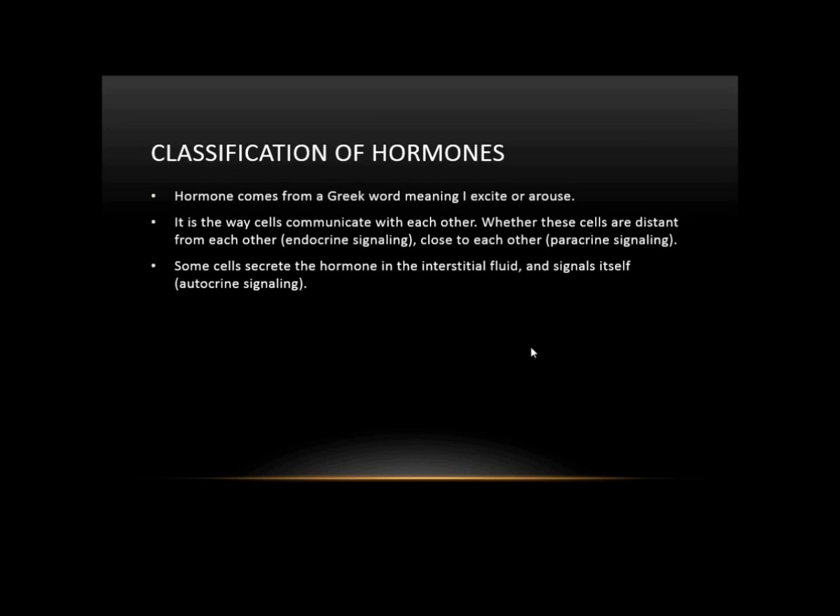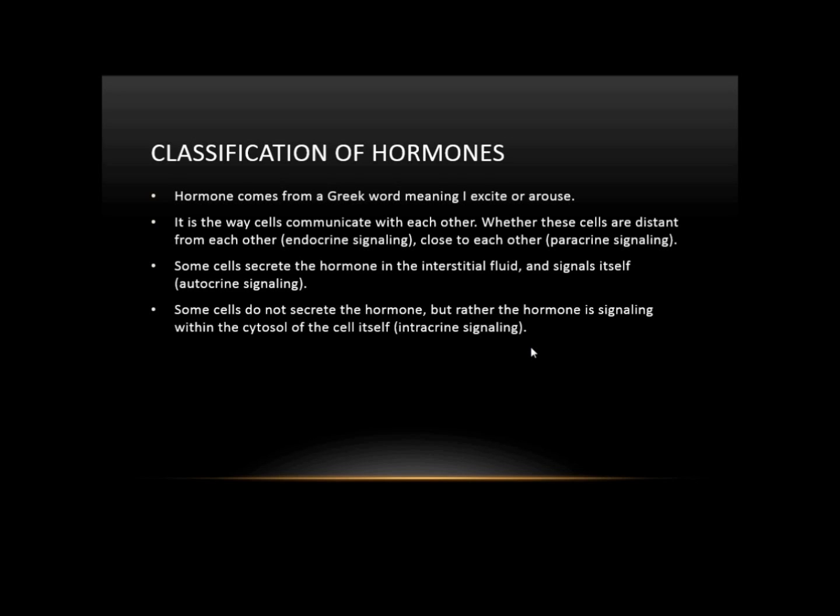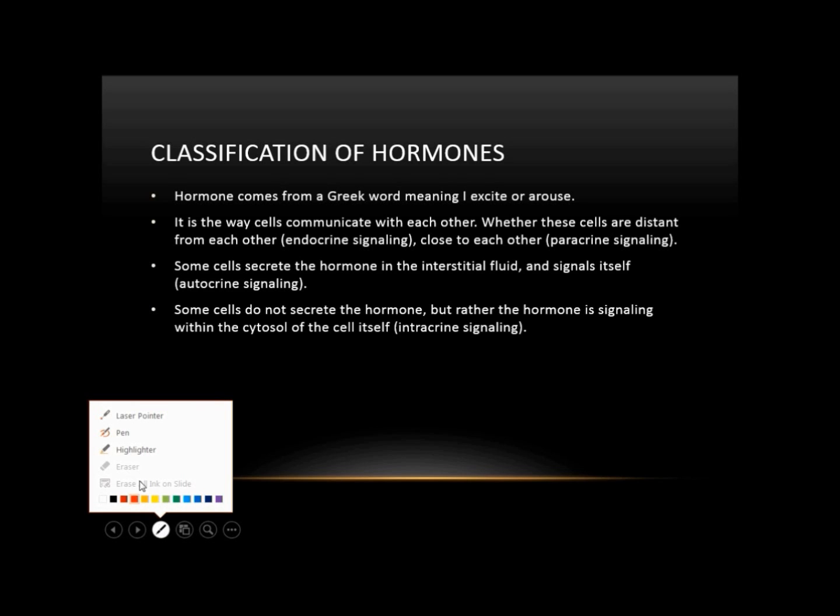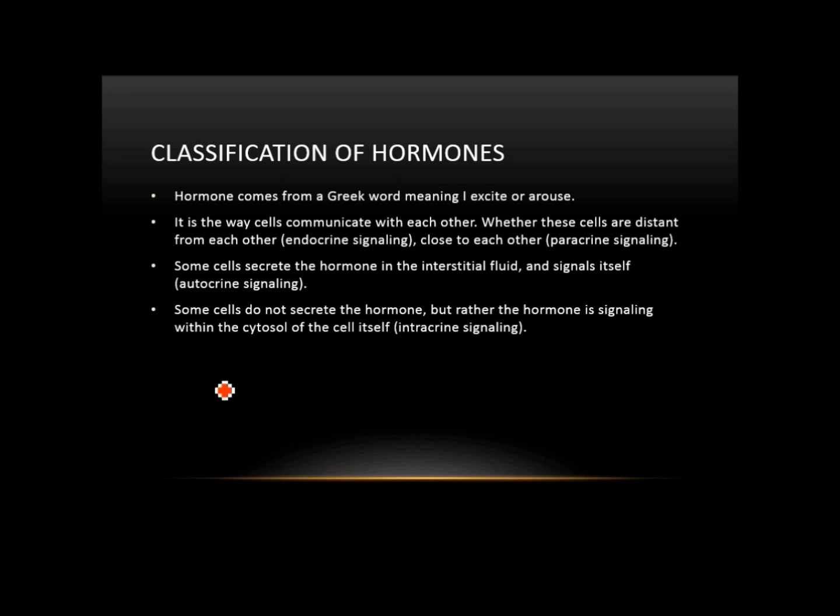So, classification of hormones. Hormone is a Greek word for "I excite" or "arouse." It is the way cells communicate with each other, and by the distance between the cell that secretes the hormone and the cell that receives it, we define which type of signaling. So if the cells are distant from each other, we call it endocrine signaling. If they are close or neighbors to each other, we call it paracrine.